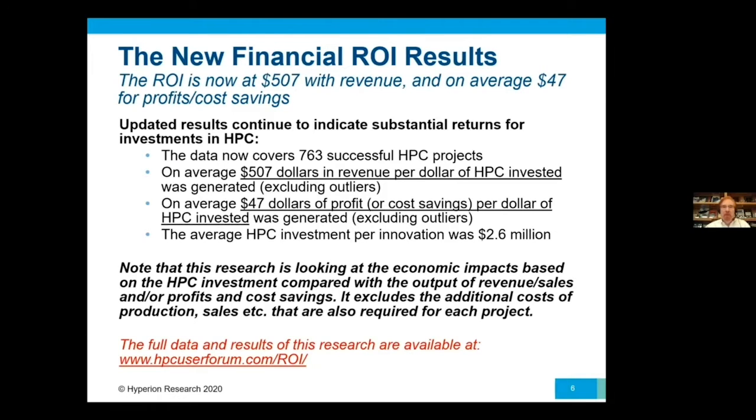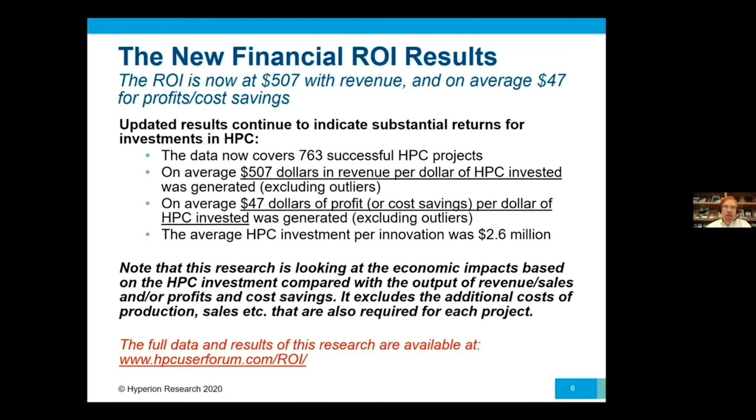So here are the real results, the updated results. The return on investment for revenue is now running at $507. What that means is for every dollar invested in high performance computing on a specific project, on average it returned $507, and on average $47 for profits or cost savings.